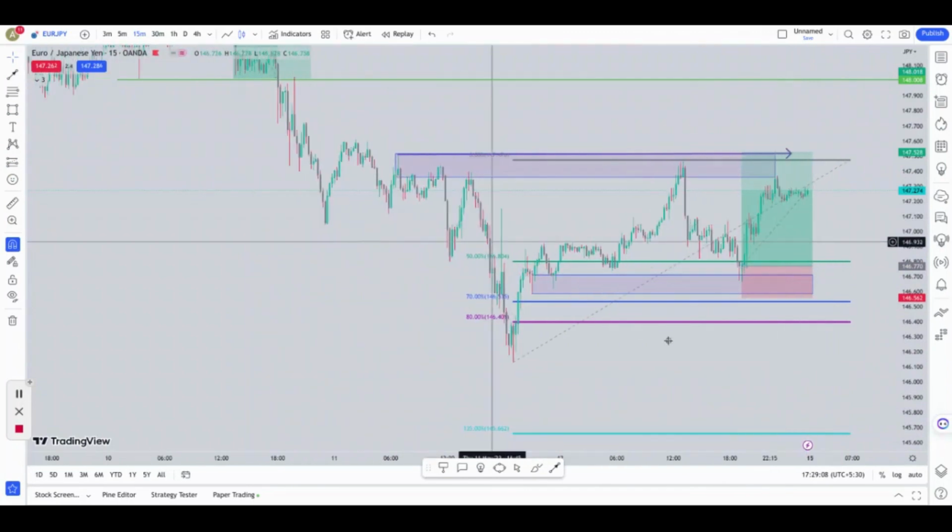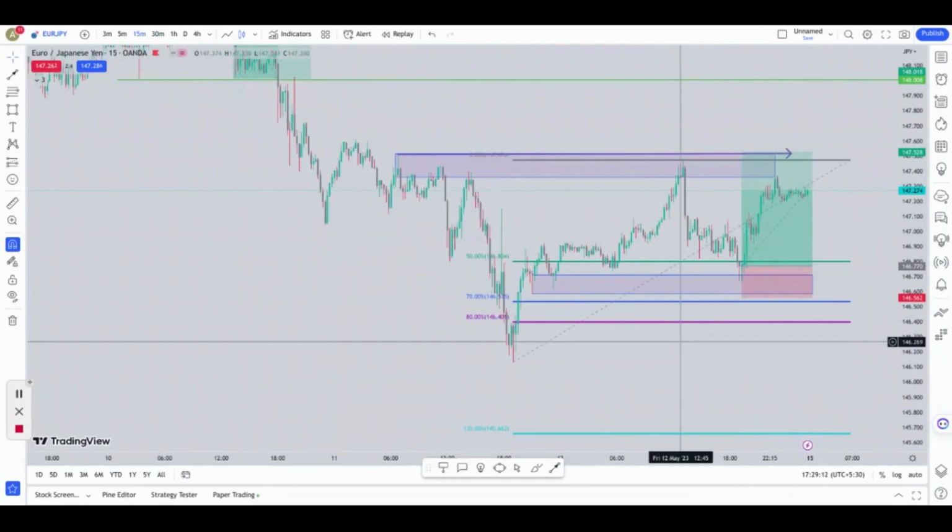So this was a quick video explaining the concept of liquidity, because most people, even intermediates, don't know what liquidity is and how and when we should use it.